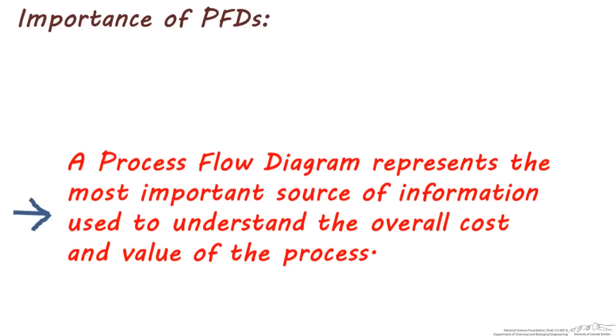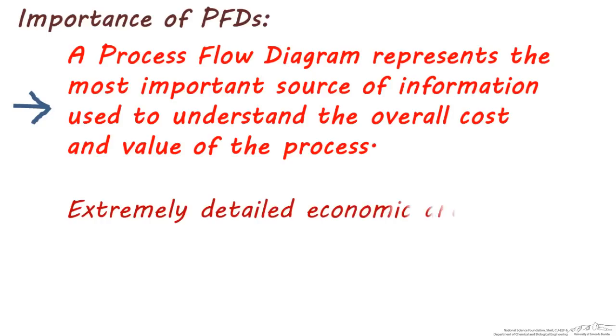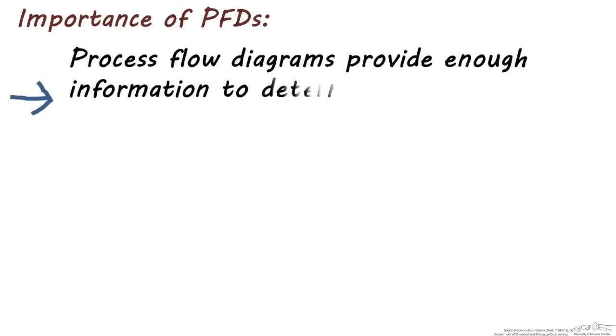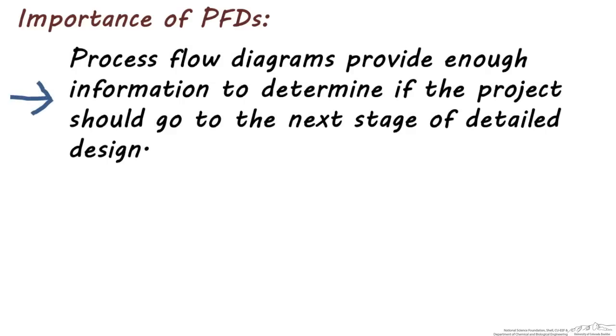In engineering, you don't need to perform an extremely detailed economic analysis where the cost of every pound of steam and every valve is calculated to fine precision. You really only need to have a general idea of your profit potential in order to see if it's beneficial to move forward with the project. This is where a process flow diagram is key. It provides just enough information to determine if the project should go to the next stage of detailed design.